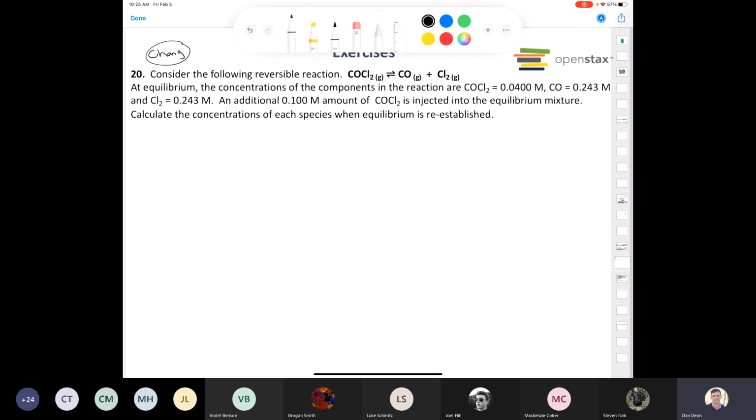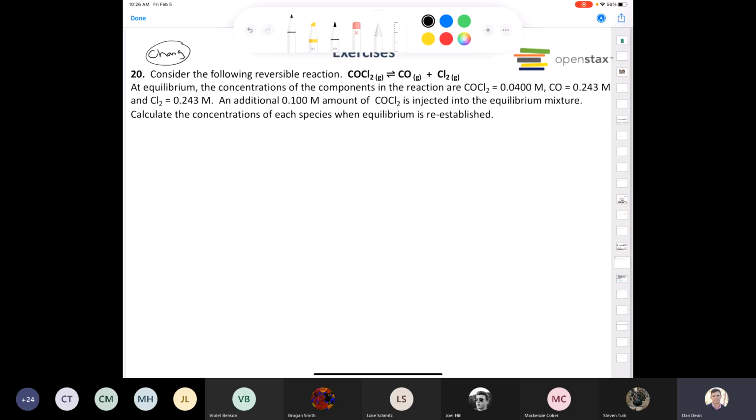Anyhow, it says you have the following reversible reaction. Beautiful. At equilibrium, hey, it tells you at equilibrium the concentration of everything, okay? An additional 0.1 molar of phosgene, COCl2, is injected into the equilibrium mixture. Calculate the concentrations of each species when the equilibrium is reestablished. Let's go over this kind of slowly here.